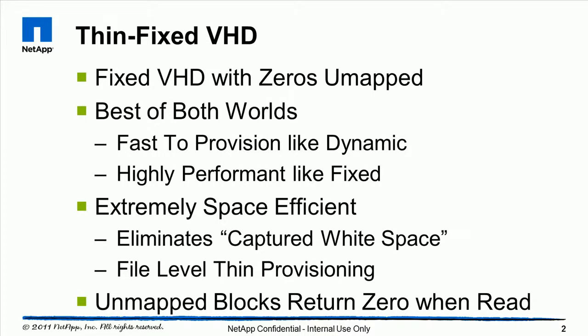So when you create a fixed VHD by default, Windows writes zeros to every block in the VHD. Which is a good idea because it ensures that you don't read other people's data, but it also takes a long time. This works because when you read an unmapped block, you get 0 back, which is exactly what Hyper-V expects. It also eliminates all the captured white space that's normally created with a fixed VHD.